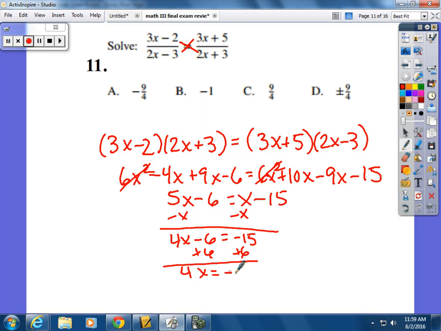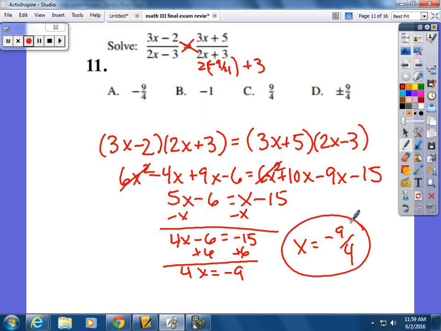4x equals negative 9. So x is going to be negative 9 over 4. And check to make sure that's not going to make one of these equal to 0. So 2 times negative 9 over 4 plus 3, negative 18 over 4. No, that's not going to cancel out. So this one won't either. So that's going to be a good solution.